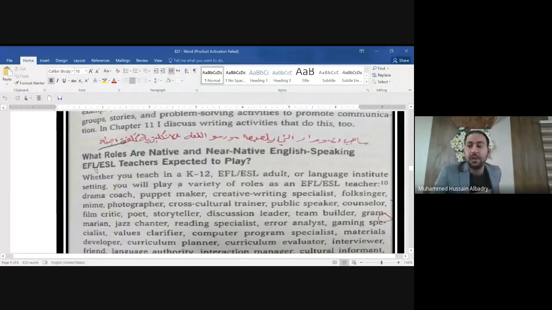Your book is English as a foreign language or English as a second language. Whether you teach in school, primary or secondary, you have to play a variety of roles. What roles? Logically, let's see how many roles there are. A lot of roles.